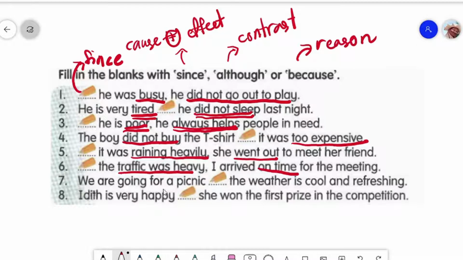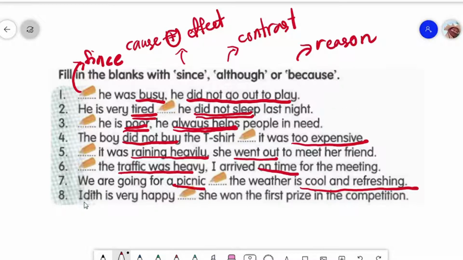We are going for a picnic. The weather is cool and refreshing. Nak pergi berkelah, cuacanya nyaman dan menyegarkan. Okay, adakah contrast? No, tidak bercanggah. Memang biasa kita pergi piknik waktu cuaca yang sejuk dan nyaman, right? So, antara since or because. We are going for a picnic since the weather is cool and refreshing. Or you can also use because for this one.